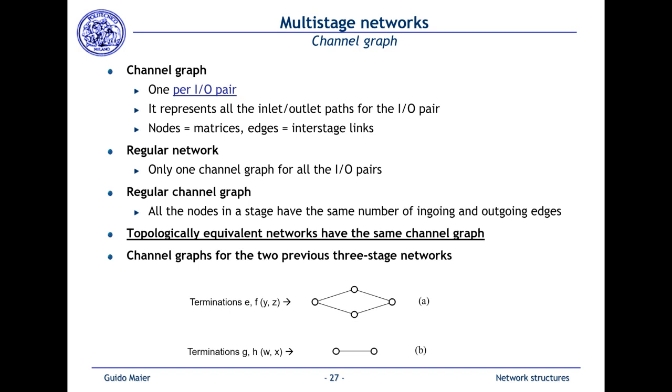If we take instead outlet G, and we try to connect outlet E, for example, with inlet A, here we have only one possible path, that is this one. Okay, no other possibility. And the same if we want to connect G with any other inlet, same with B, C, and D. And you have only two matrices that are crossed by the path. So the channel graph is this, what you see here below.